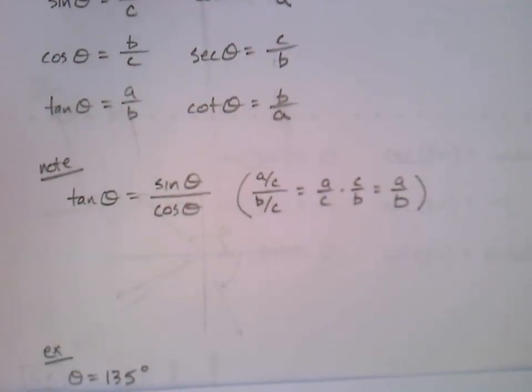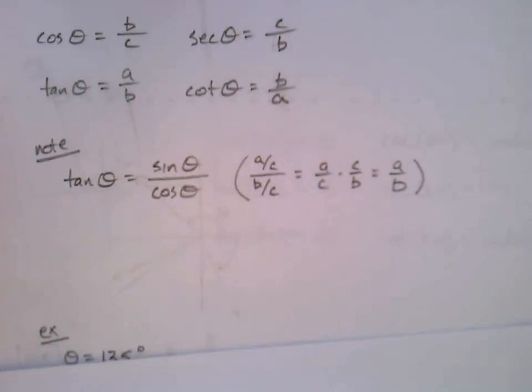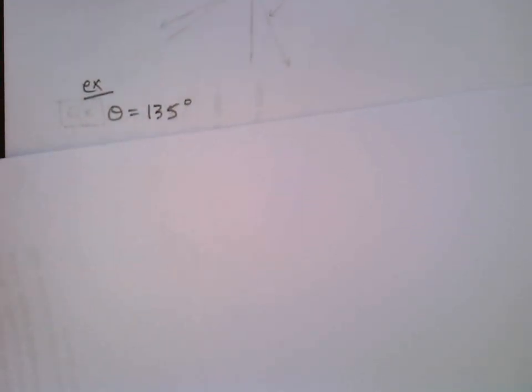So let's jump in with this example, let's find some values for theta equals 135 degrees. I'm going to find the sine of 135 degrees, the cosine of 135 degrees, and the tangent of 135 degrees for you here in the next couple minutes. So let me actually, I want to cover up, I'm going to get a folded piece of paper.